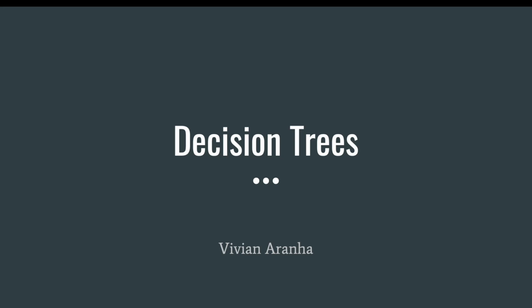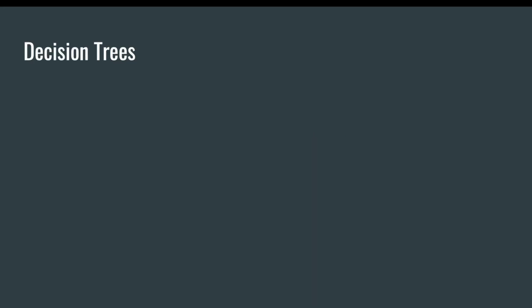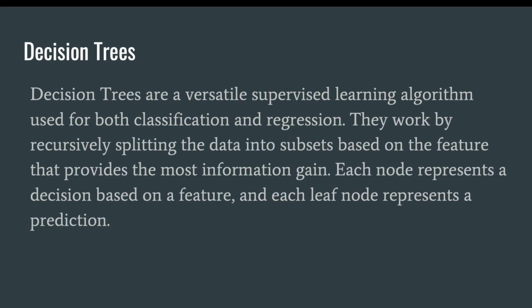Decision trees. Decision trees are a versatile supervised learning algorithm used for both classification and regression. They work by recursively splitting the data into subsets based on the feature that provides the most information gain. Each node represents a decision based on a feature, and each leaf node represents a prediction.